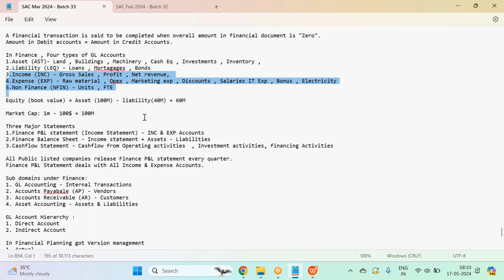So guys, we don't include assets and liabilities in day-to-day operations, right? In the P&L statement or income statement, we see only income and expense accounts. What we are receiving, what we are spending, what our overall profits are.